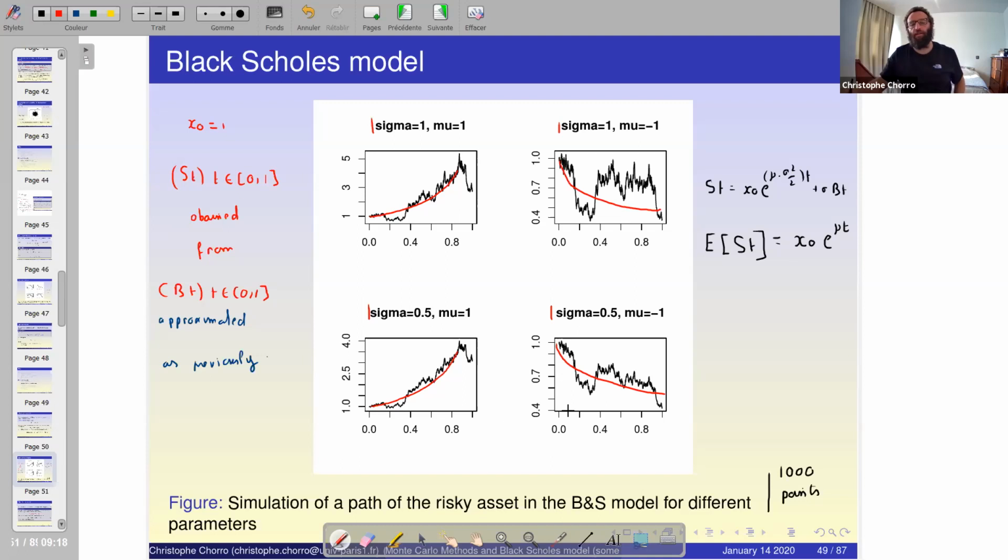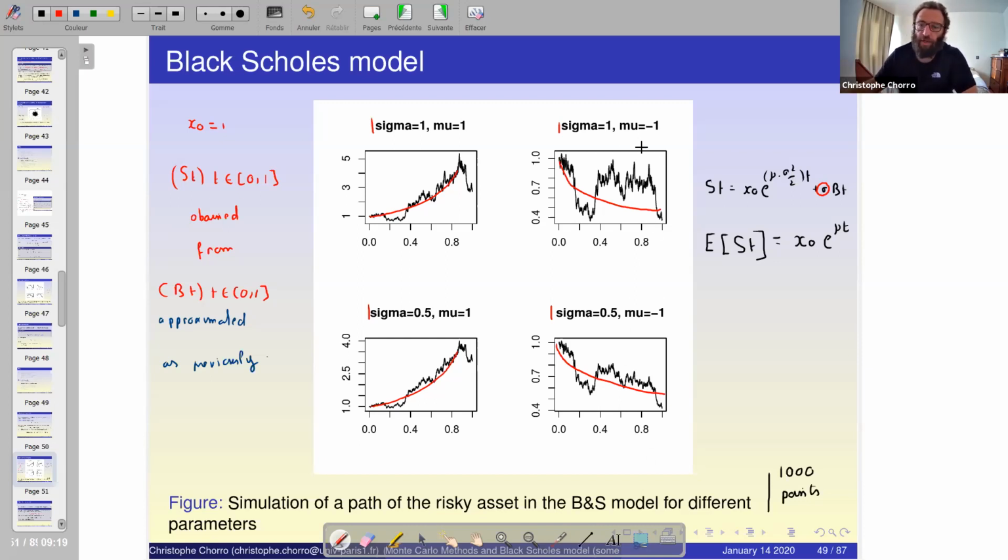So what can I see on these 4 examples? You see that in the case where mu is positive, mu equal to 1 here, what is the trajectory of my risky asset? You have the tendency here, driven by the parameter mu, that is the expectation of the trajectory. And I see that I have random fluctuations around this tendency, driven by the parameter sigma, the parameter that controls the unique source of randomness in the Black-Scholes model.